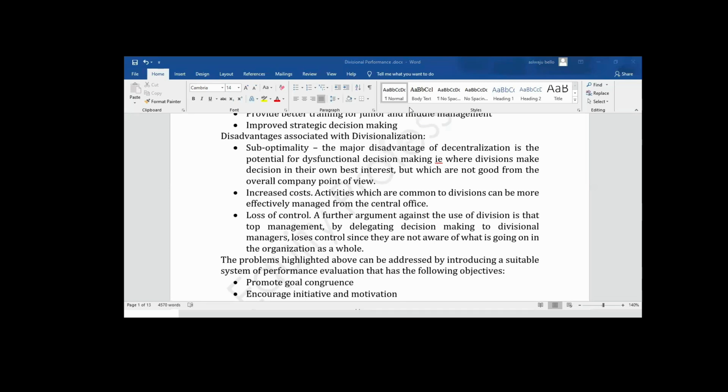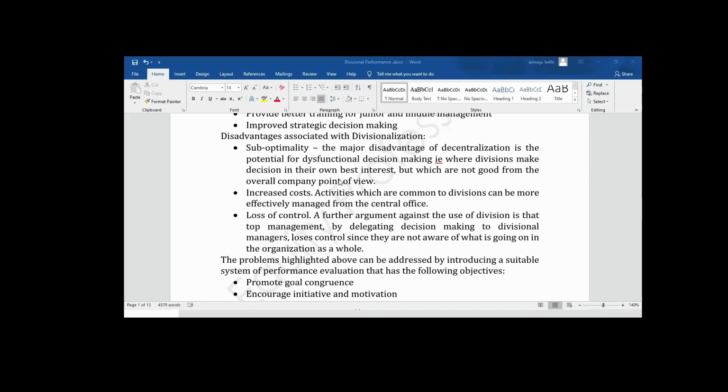Like Dangote now. Cement business is not related to petrochemical business. Cement is not related to Dangote spaghetti or Dangote drinks. All right, let's move on.